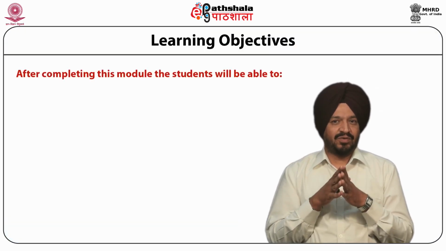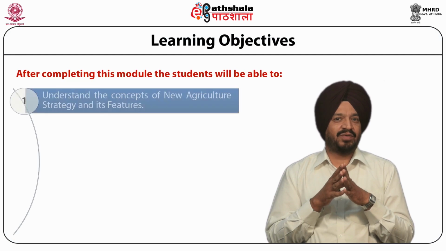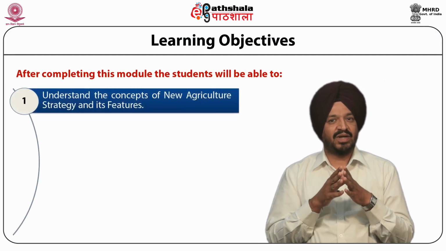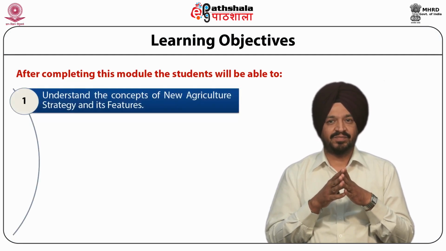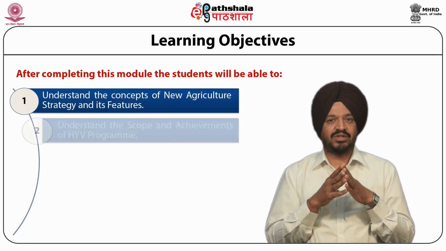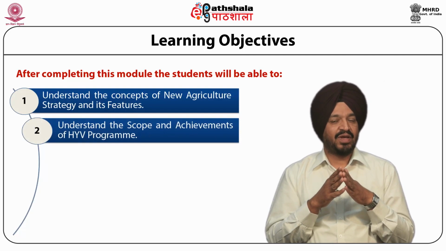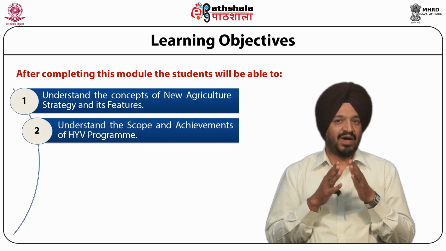Today we are going to discuss a module, Dependence of New Agriculture Strategy on Business, under the paper Business Environment. After completing this module, the students will be able to understand the concepts related to the new agriculture strategy and its features.